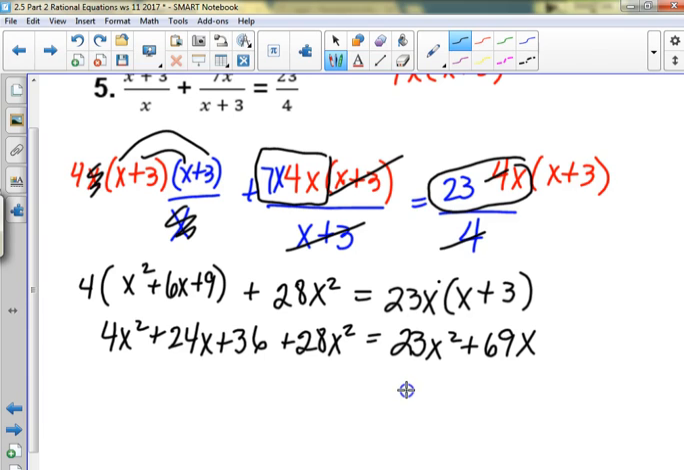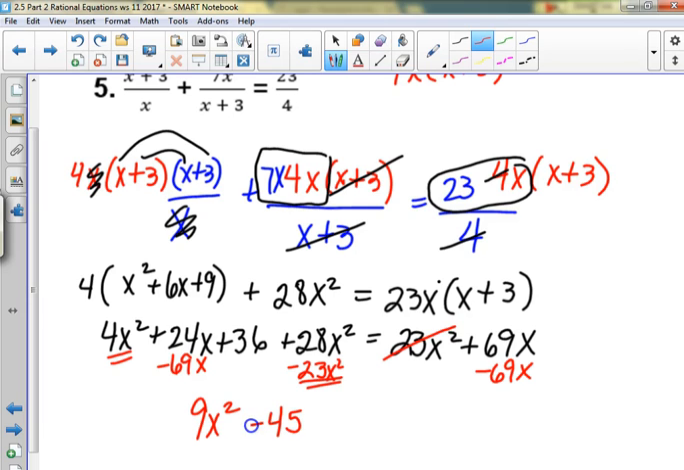Where are there more x squareds? Left side or right side? Okay. So if I subtract 23x squareds over here, I'd have 5, but there was 4 out here too. So is it 9x squared? Trying not to have to rewrite this 12 times. Okay, minus 69x, minus 69x, negative 45, anybody? Okay. Oh, and a plus 36.